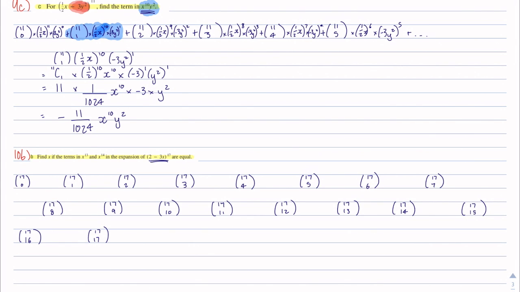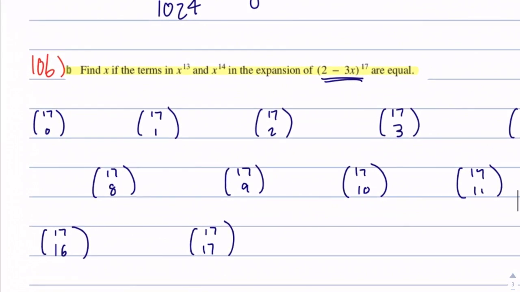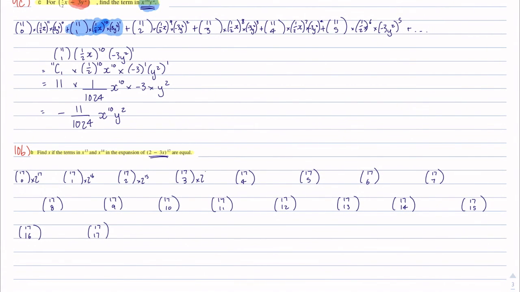You may have spotted the quick way to do it already. If not, you're going to have to do all of them as well. So let's put our 2's in. 2 to the 17, 2 to the 16, 2 to the 15, etc. To the 9. To the 4, 3, 2, 1, 0.